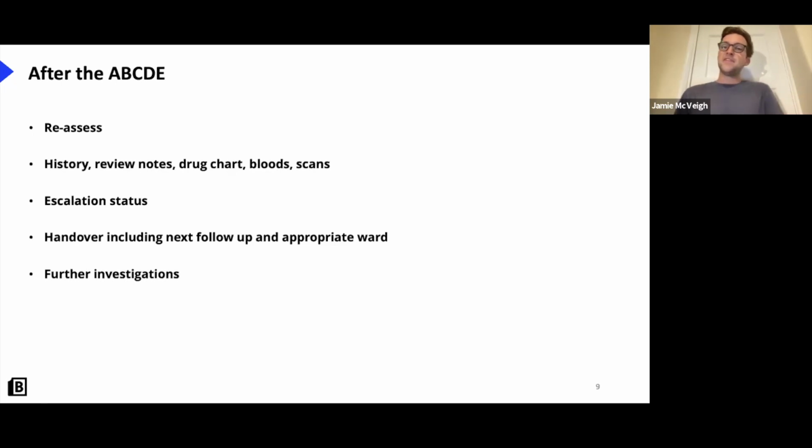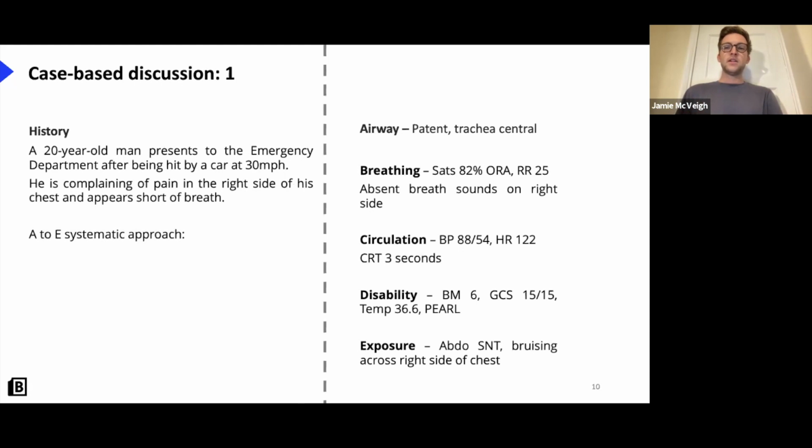All right, and then have a think about what other investigations you want to do. Is there any more imaging you need? What bloods you want? All that sort of thing. So without further ado, has anyone got any questions about that? Just pop them in the chat if you do. It's a very brief overview of the A to E, but hopefully it's helpful and has got you in the right mindset.